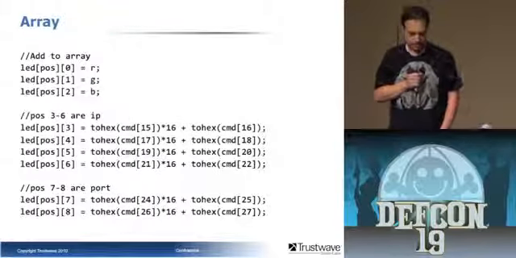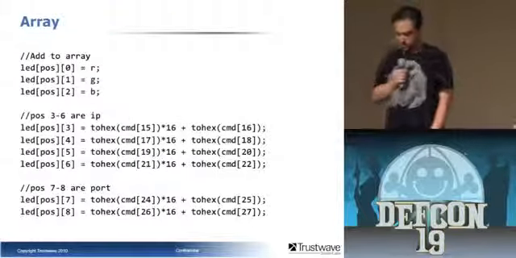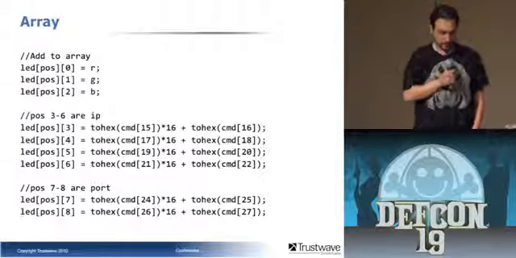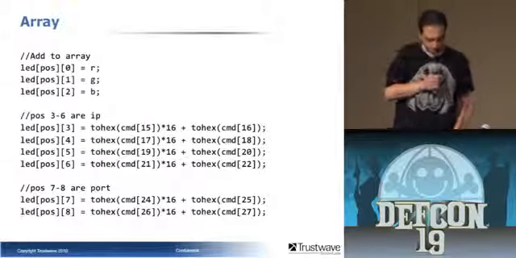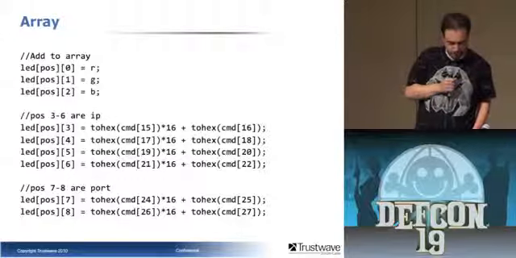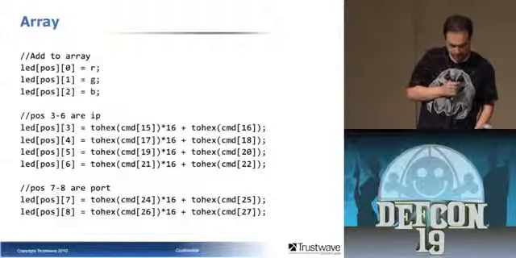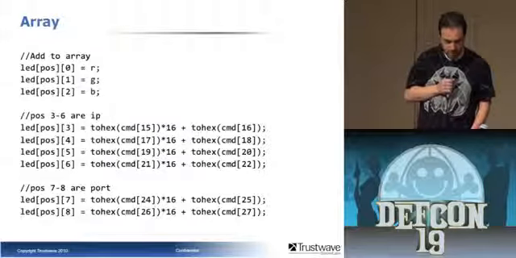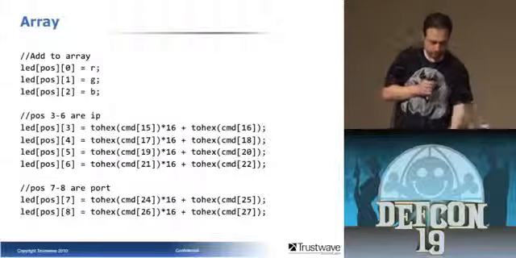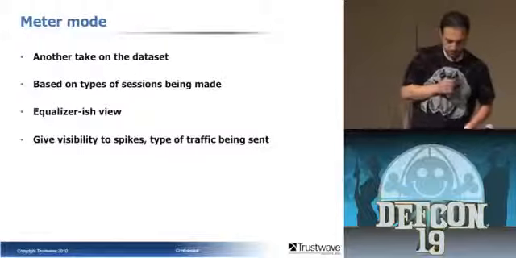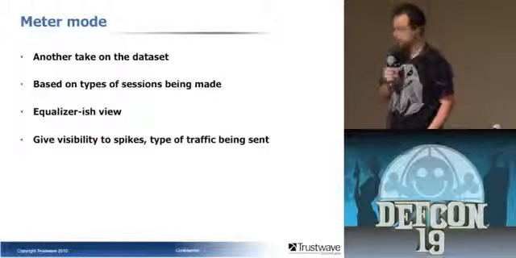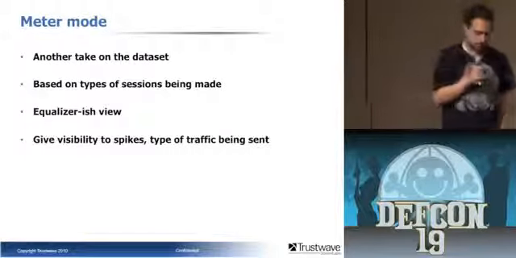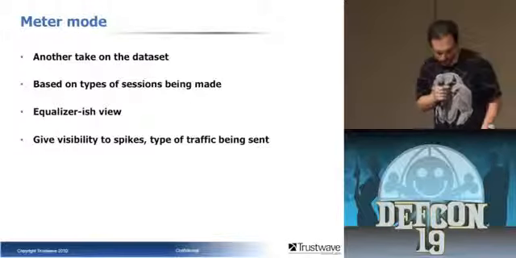So there's the array, multi-dimensional. Isn't that awesome to say, multi-dimensional? It's different positions of the LED matrix, and then I've got a little 2-hex command I wrote in there, a function to convert this stuff over. So that's some code there. Meter mode. So I said there's two views. Meter mode is the next one. Let me go ahead and show you that.